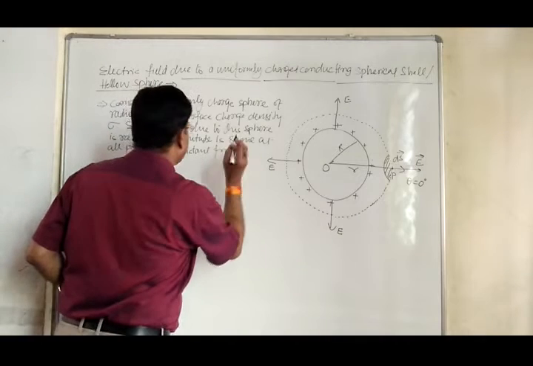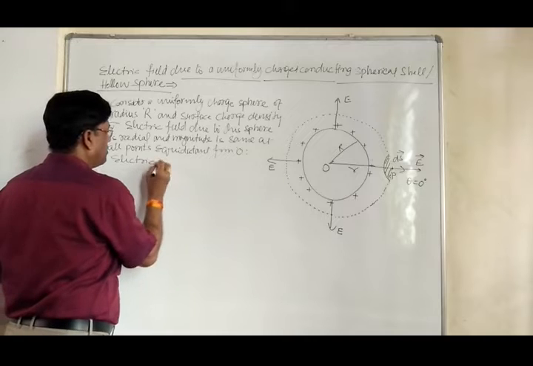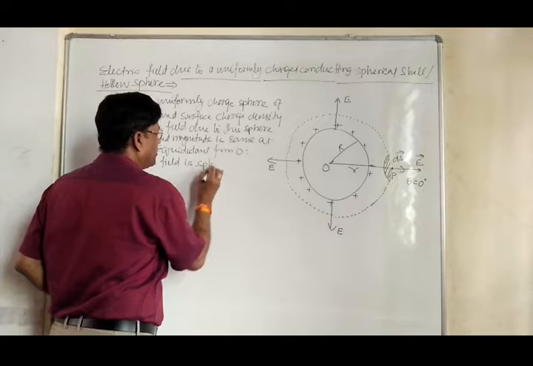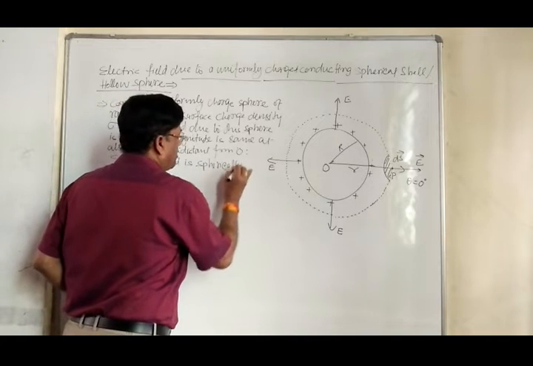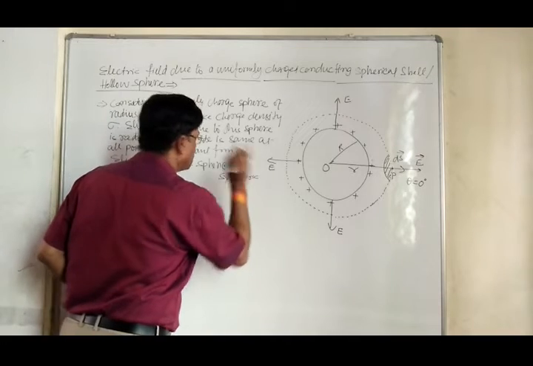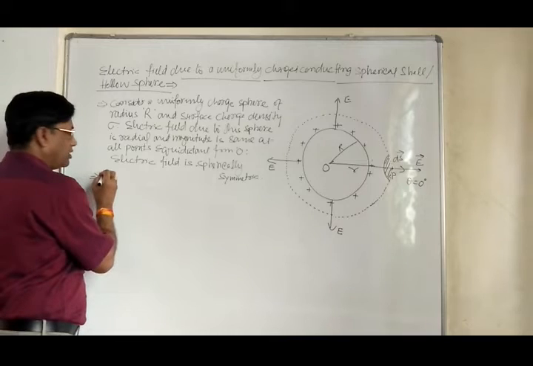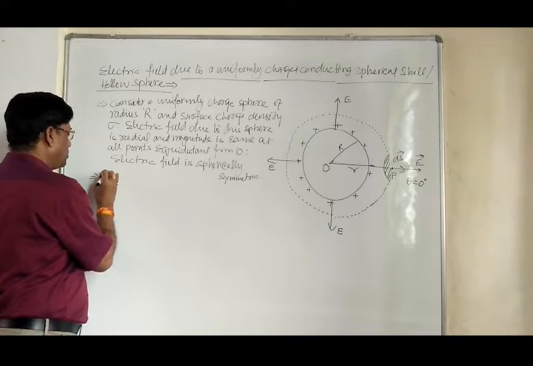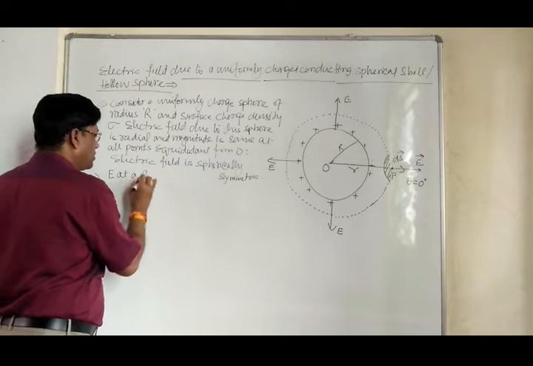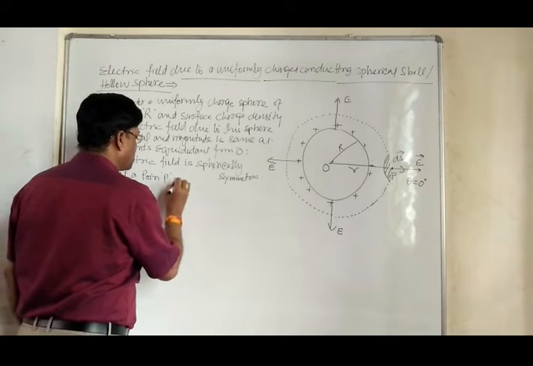Then we can say that electric field is spherically symmetric. Up to here clear? Okay. Now we will find E at a point P outside the sphere.